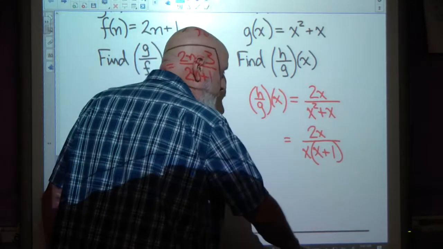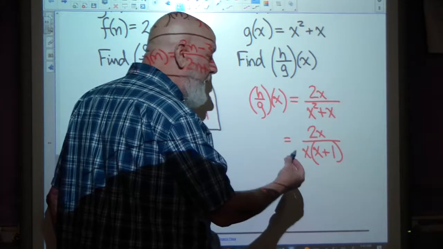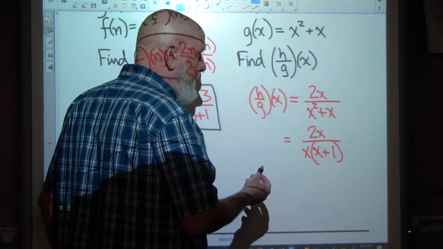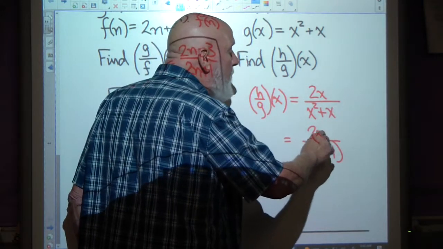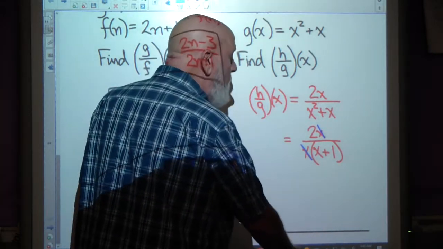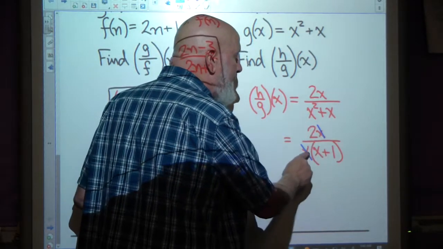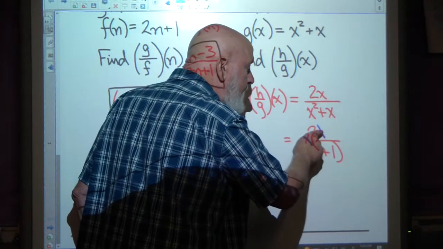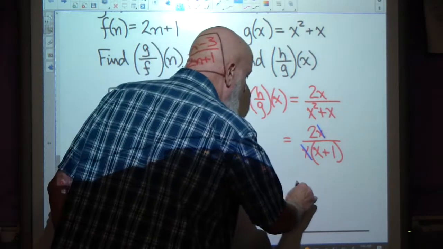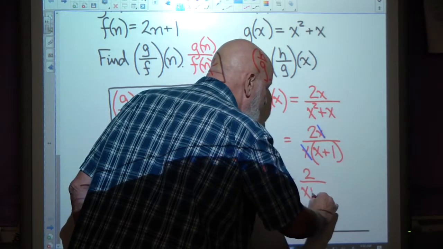The reason I factored them is because this can now be simplified, because I see that this and this are common factors. We have the same factor in the top and the bottom of the fraction, and we can reduce by canceling common factors. They have to be factors. You can only cancel common factors. You can't cancel across plus or minus signs. This is 2 times x. This is x times x plus 1. So this x will cancel. And we're left with 2 over x plus 1. That's all that's left in this case.